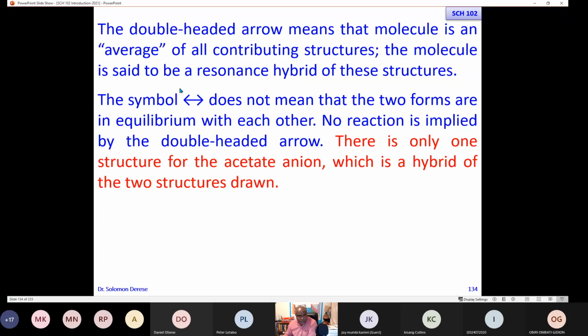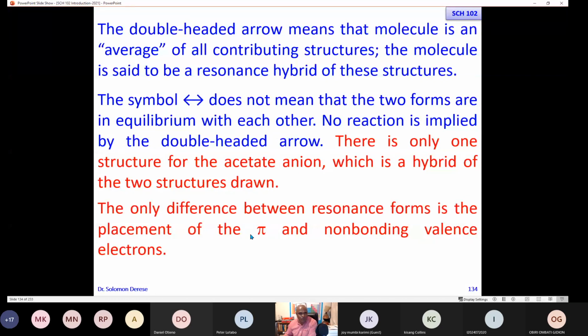The symbol does not mean that the two forms are in equilibrium with each other. We are not implying a chemical reaction, except to show that these are contributors towards the structure. So there is only one structure for the acetate ion, which is a hybrid of the two structures drawn. The only difference between the resonance forms is the placement of the pi and the non-bonding valence electrons, which I will elaborate on in our next lecture.